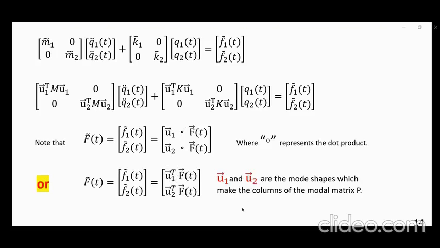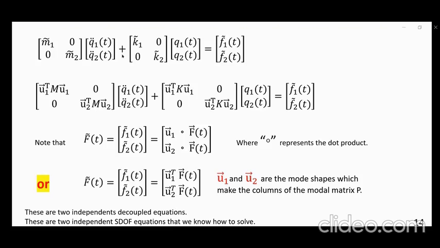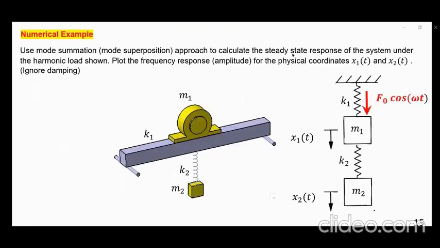Now, let's move on. So notice that these are 2 independent single degree of freedom systems, decoupled from each other, where the right-hand side is no longer 0, it's a function of time, and we have done this in week 3 of the course.